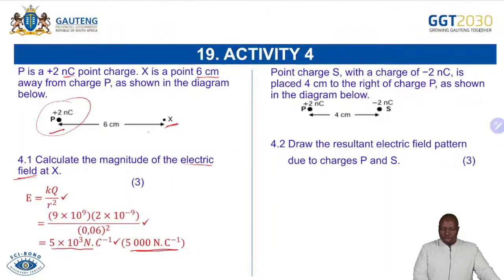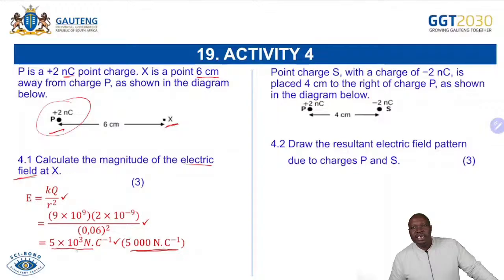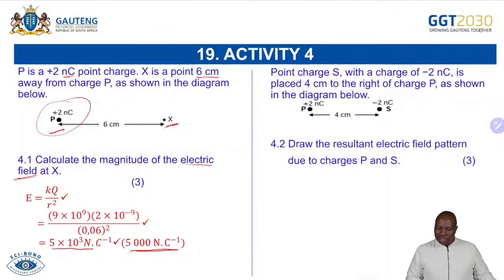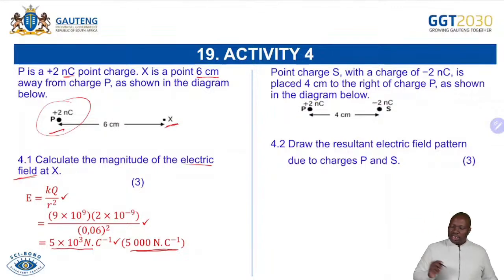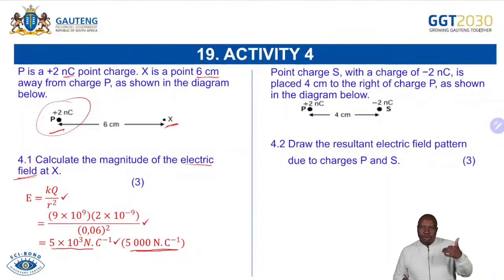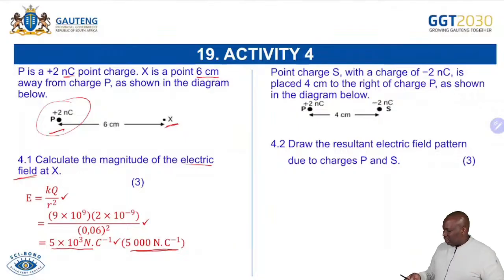We check the contribution that was due to X of the electric field. We got 5,000 Newton per kilo. Now we are given another negative charge there. Now we are putting, where there is X, but for 4 centimeters, another charge there. And then we're saying draw the resultant electric field patterns. Important electric field patterns, practice them as many times as you can.